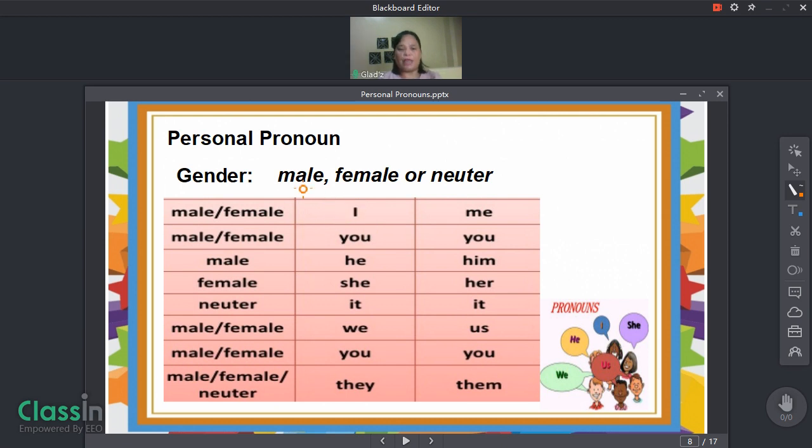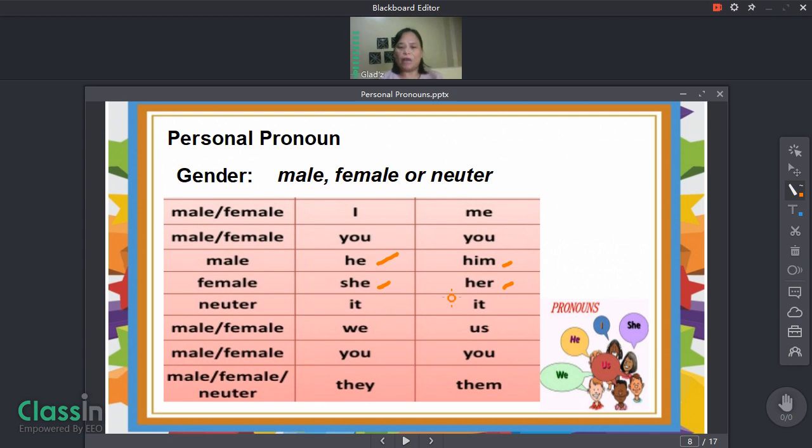Look at this one. The pronouns I and me could be a male or a female. So we cannot identify whether it is a male or a female. Same with the pronoun you, it could also be a male or a female. But the pronoun he and him are exclusively for male, or masculine. And she and her are exclusive for female or feminine pronouns.